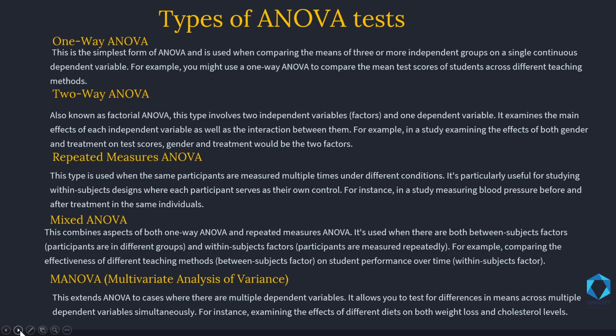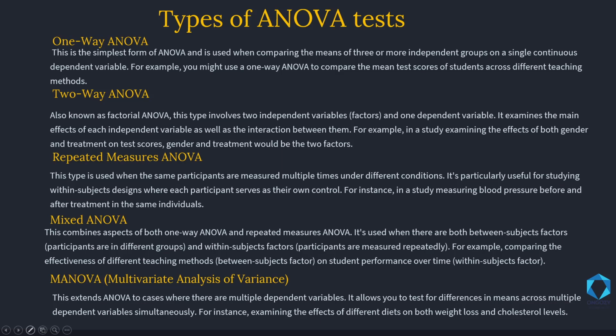We have one-way ANOVA. This is the simplest form of ANOVA, and it is used when comparing the means of 3 or more independent groups on a single continuous dependent variable. For example, you might use one-way ANOVA to compare the mean test scores of students across different teaching methods.